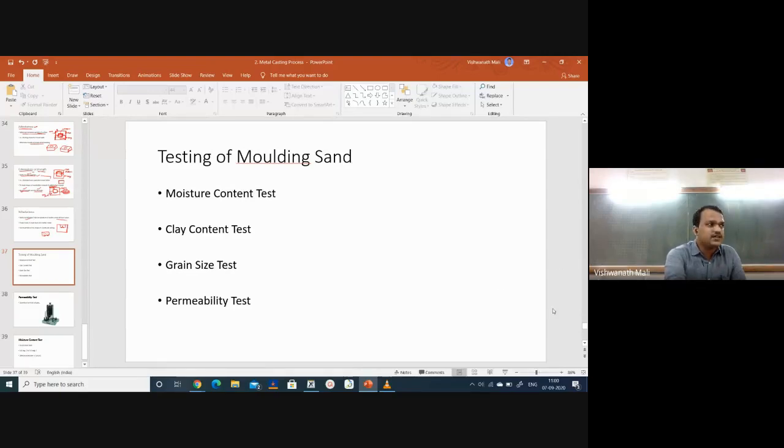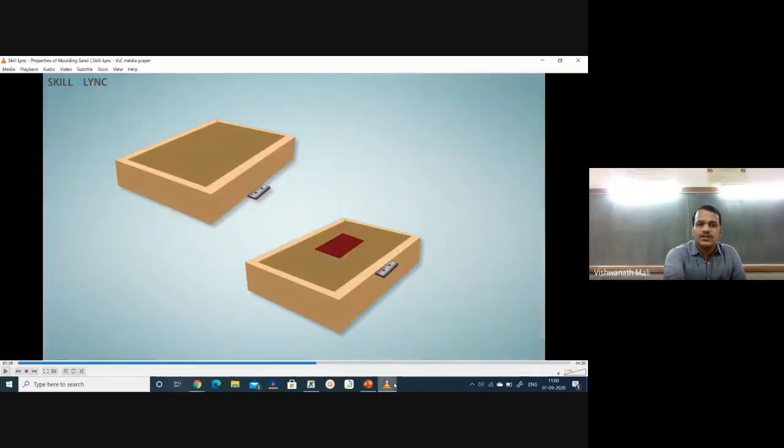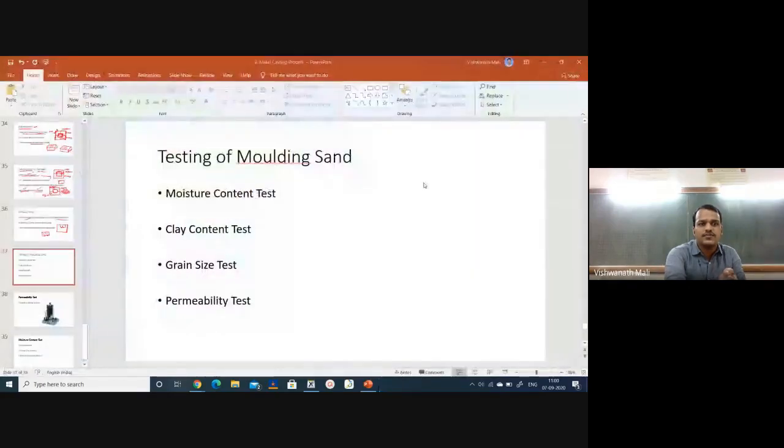Once you visit an industry, you will get to know how repeatedly used sand looks. Suppose its color will change into a greenish color, and then we will stop using that sand depending on the color. In tomorrow's lecture, we'll see the moisture content test, then the clay content test, and the last one is the grain size test. So these tests we will see in tomorrow's lecture. The notes of the last lecture and this lecture I will give today.